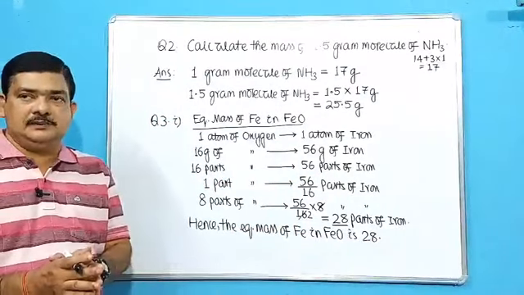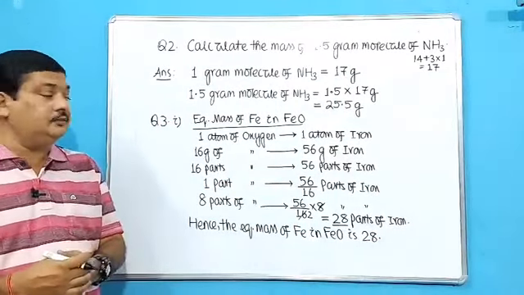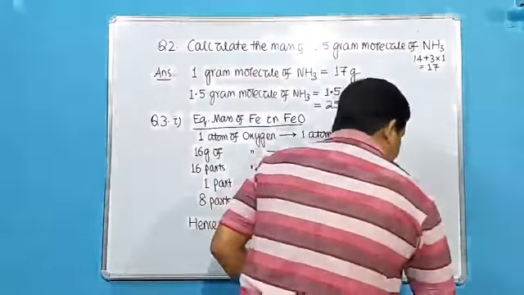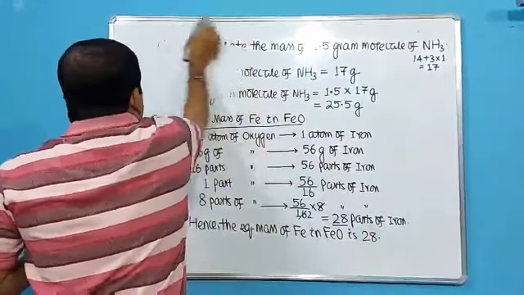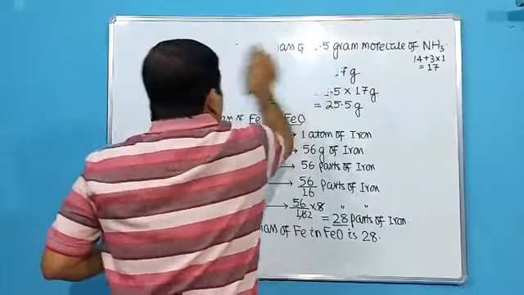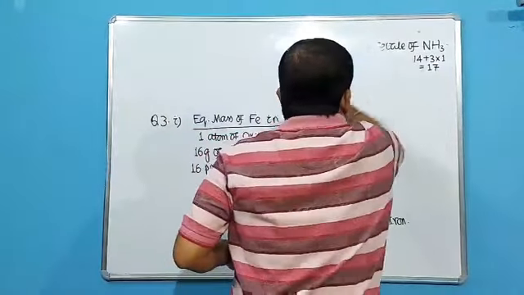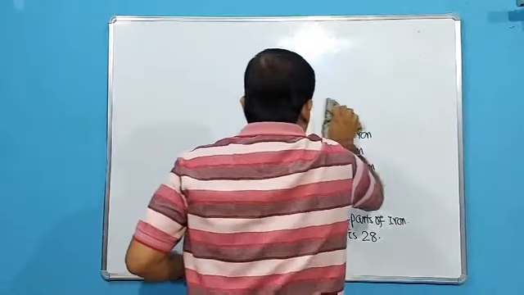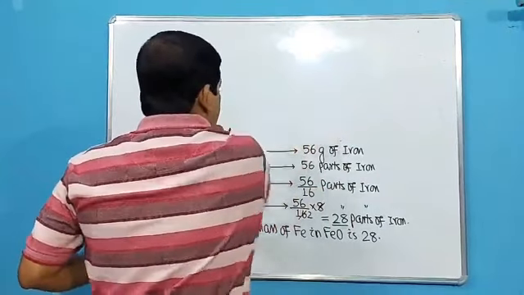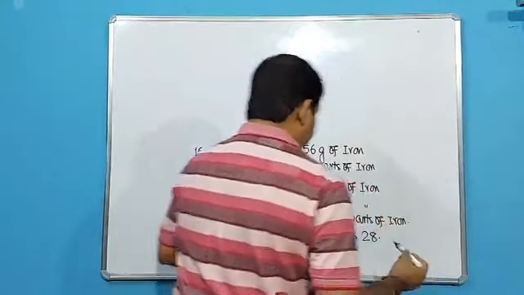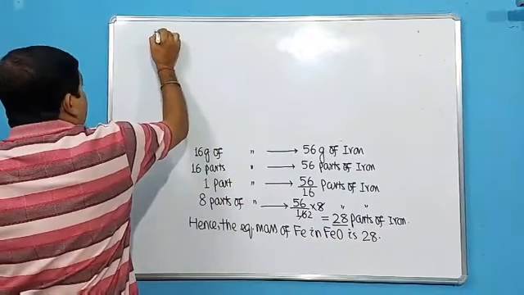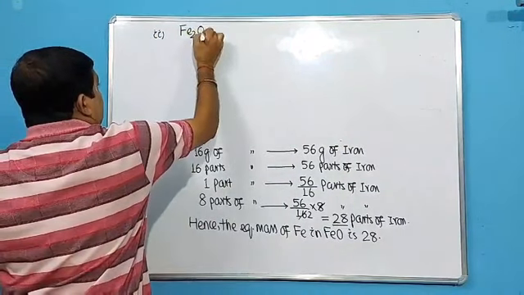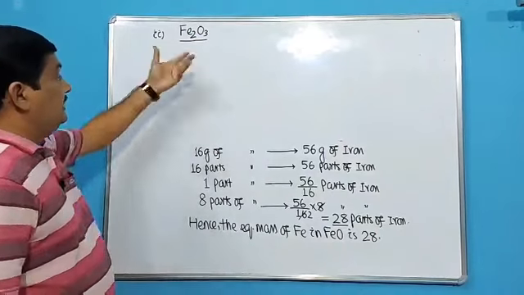So almost all of you have solved it correctly. Then we will go for bit 2. Equivalent mass of iron in ferric oxide. Next is bit 2. Equivalent mass of iron in ferric oxide. Formula is Fe2O3. So we'll start from the beginning.